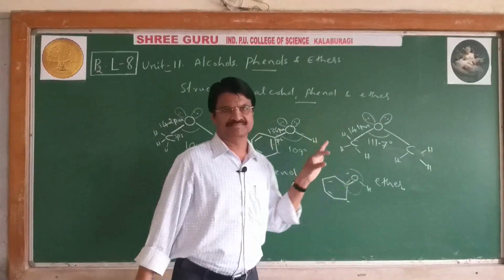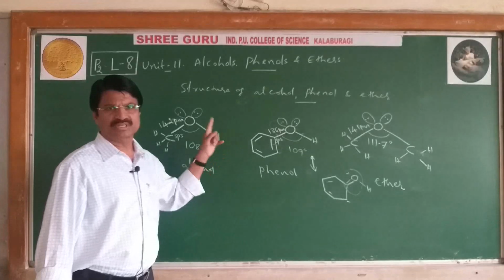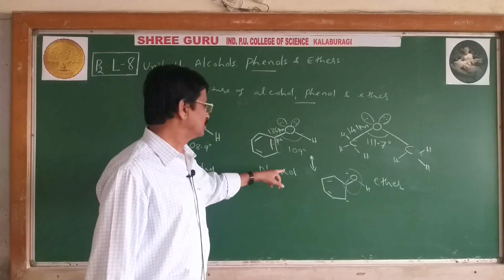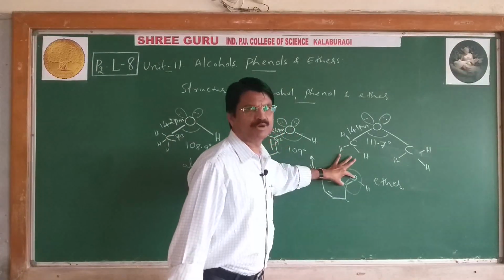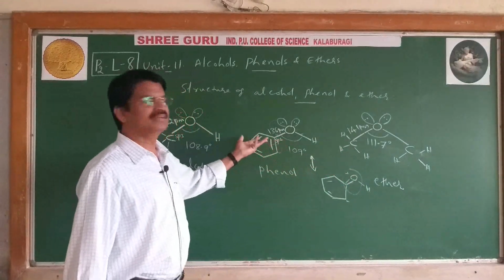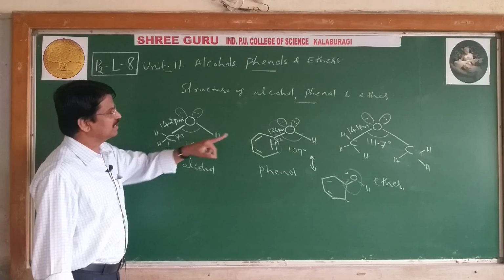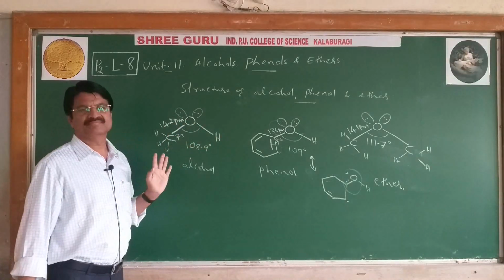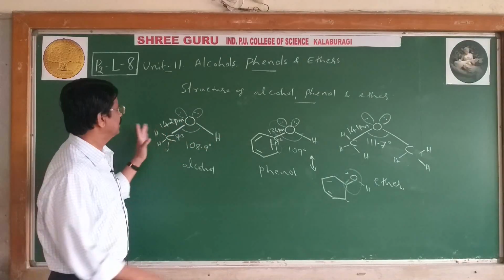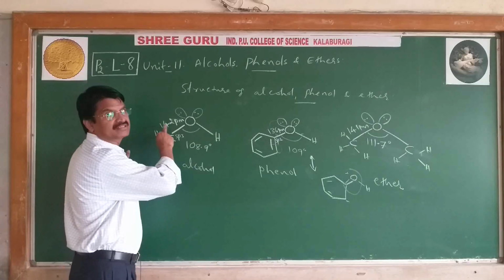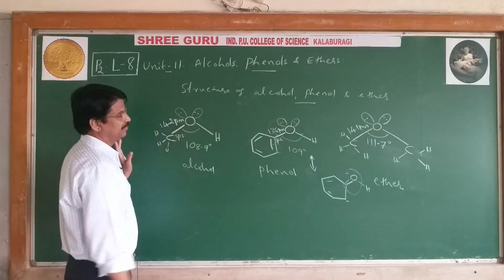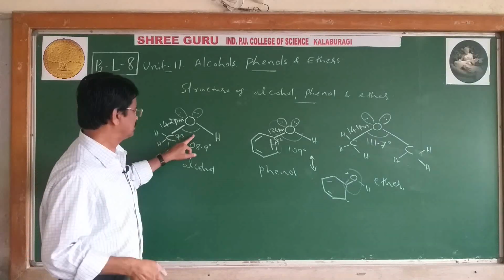C-O bond length in case of phenol is less due to resonance and due to partial double bond character. Next, in case of alcohol or ether, there is no resonance, there is no delocalization, hence they have bond lengths almost identical, right? Identical. Next, think about the bond angles.